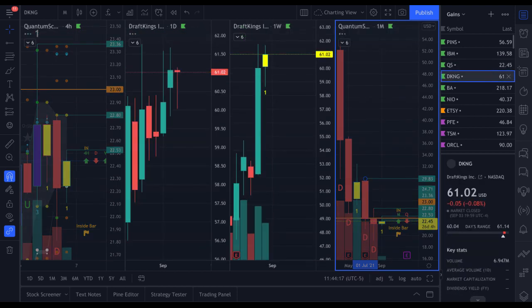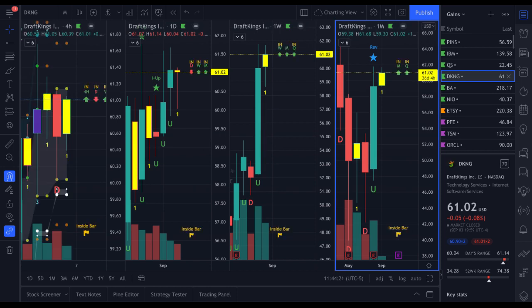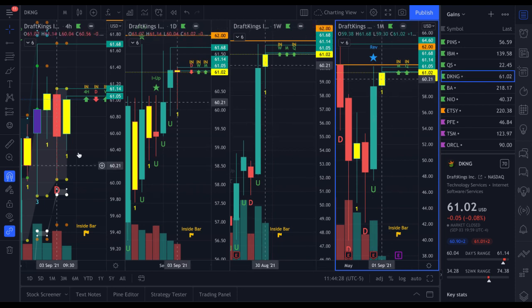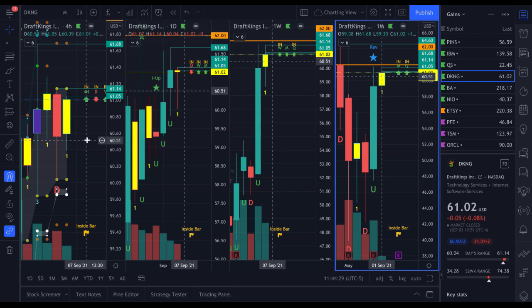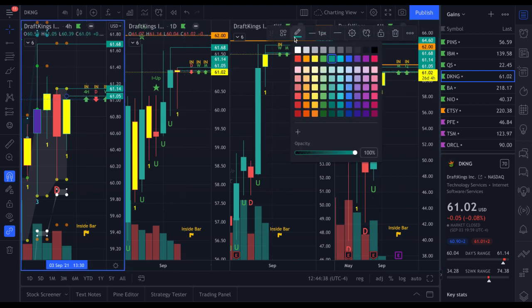Okay, moving on to DraftKings. Okay, so DraftKings, I am looking here for on the 4-hour a 212 bullish reversal. You can see here though that's pretty tight. So in this case, I would just consider both of these entries.